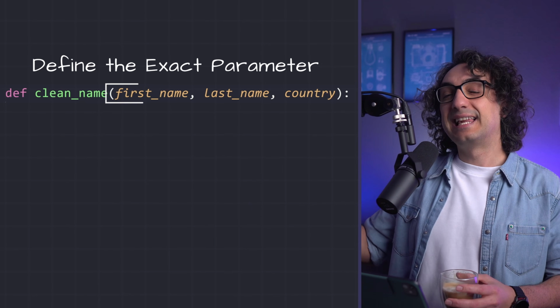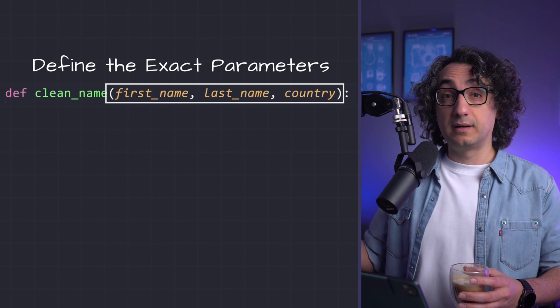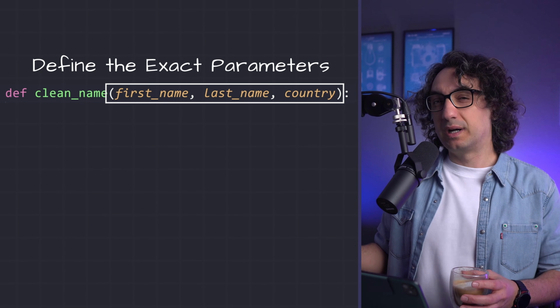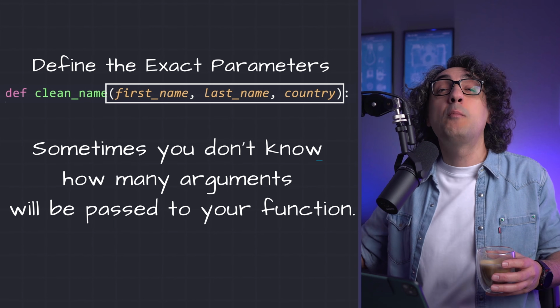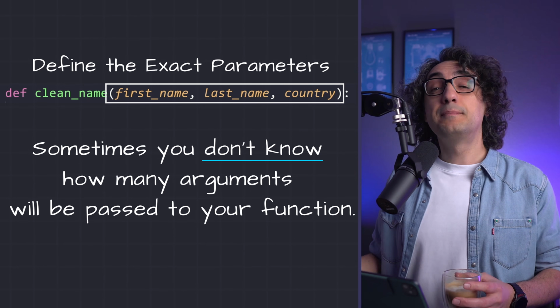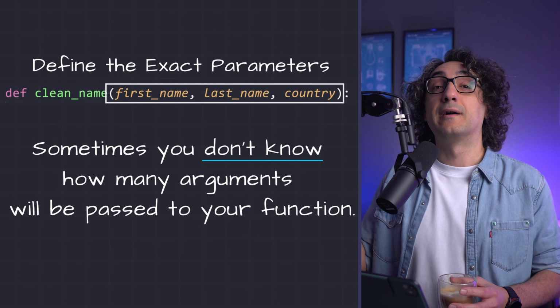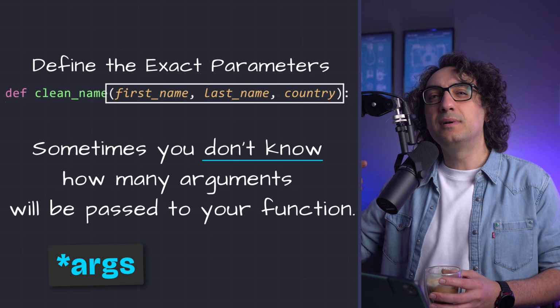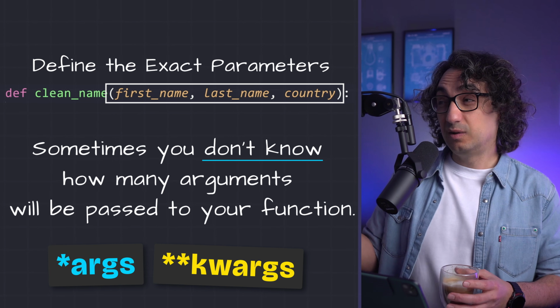Alright, so now we're going to talk about something that is a little bit more advanced. So far, we defined exactly the number of inputs for our function, but there are some scenarios where we don't know in advance how many values we're gonna pass to the function. And exactly for that, in Python, we have two tools. We have the star args and the double star kwargs, keyword args.